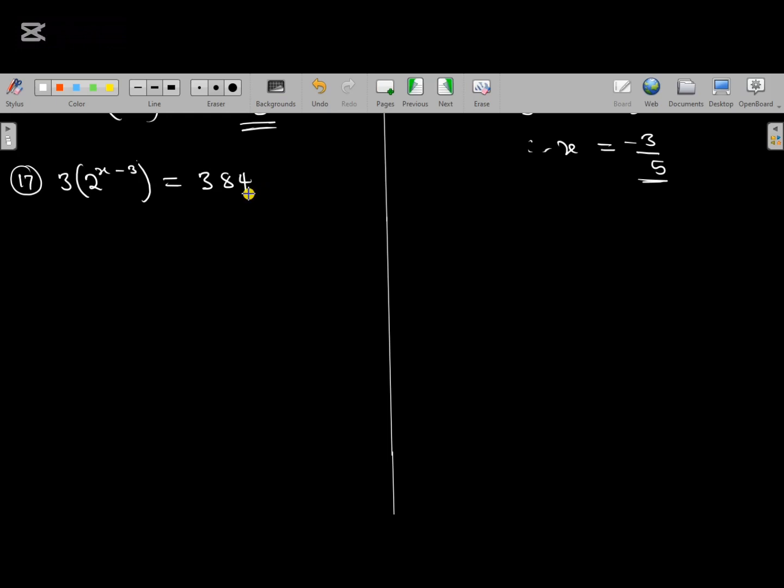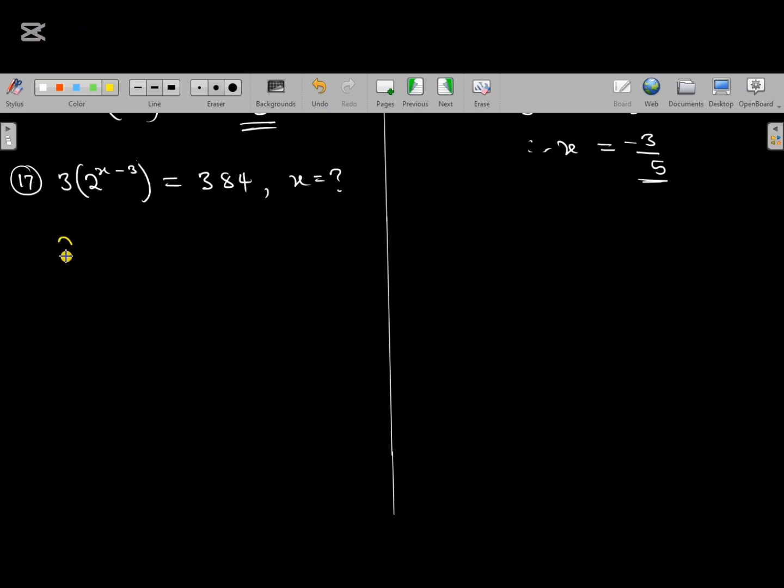We are given that 3 into 2 raised to the power of x minus 3 is equal to 384. And of course, we are to solve it. So to find the value of x, what do we do? Here, the best thing to do is to first of all clear this bracket. And if you clear the bracket by using 3 to multiply, it will not make sense because the base here is already 2 and is different from 3. So the best thing to do is to try to divide both sides by 3.